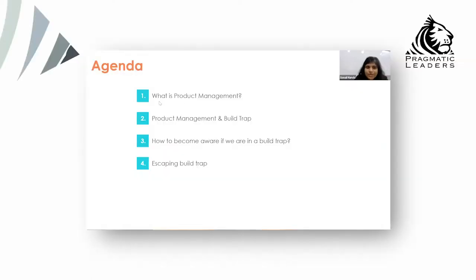Today is getting a little bit into what is product management, then understanding product management and the build trap. The next is how do we become aware if we are in a build trap, and if we know, how do we escape? Is there a very simple framework for us to escape? I'll try to keep it very simple without getting into a lot of jargon words.